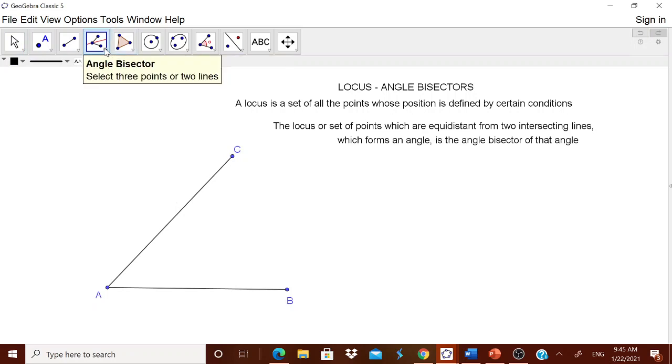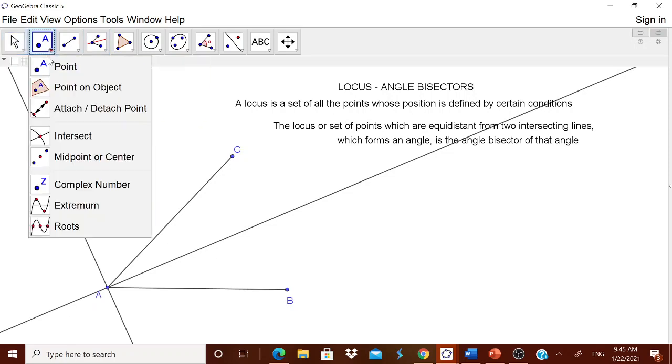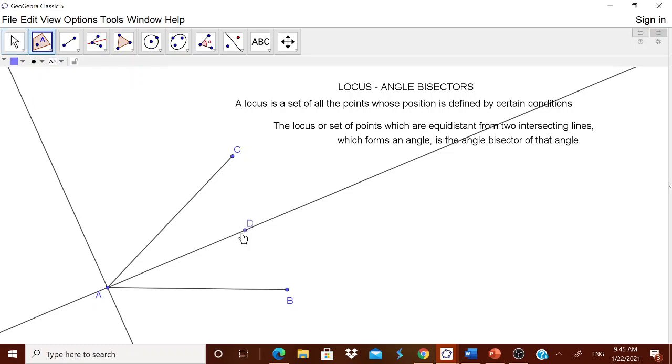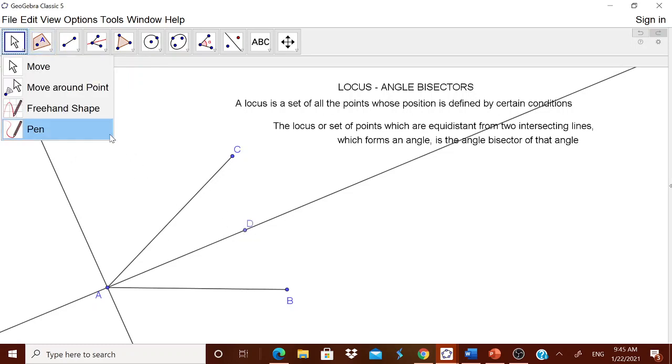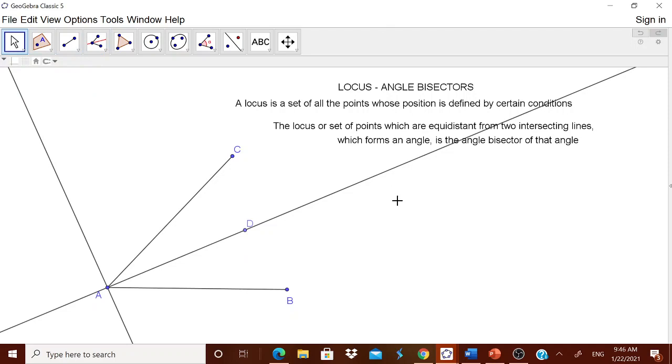What it tells is, you touch the 2 points or the 2 lines, and touching these 2 lines, automatically you will get the angle bisector. Remember, some lines are not required. Now we will take a point on this object, that is the angle bisector, and that is D. Now remember, this D has to be a point where I can move it. Therefore, it has both trace on and animation on. You should be a bit careful. Some points will have only trace on, some points will have both. The point which has both is actually the one which will form the locus.